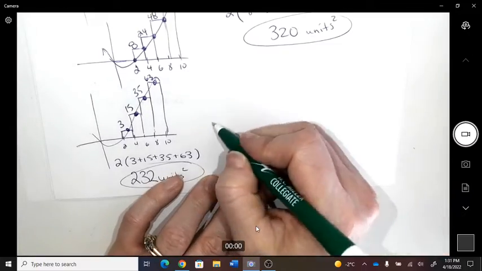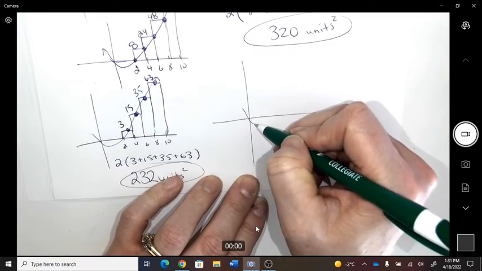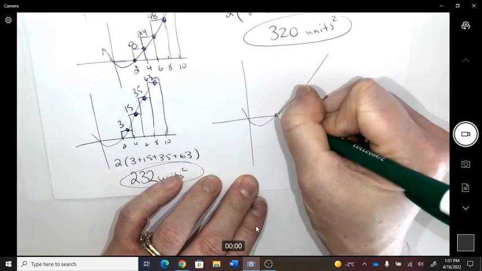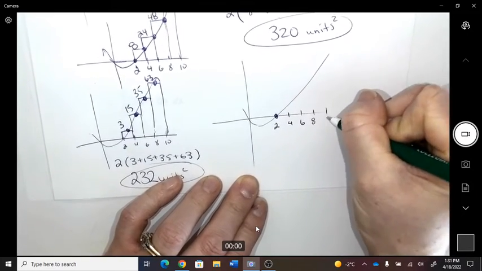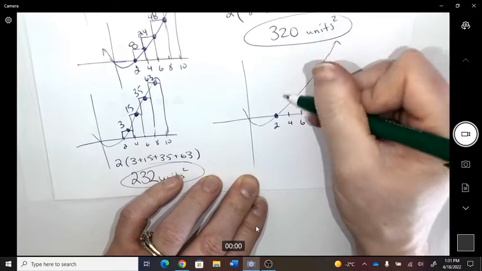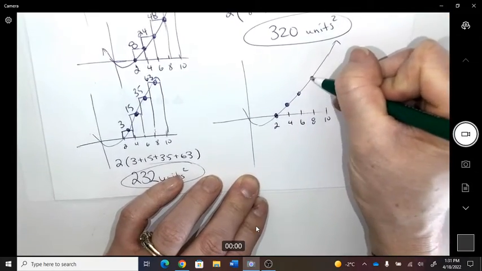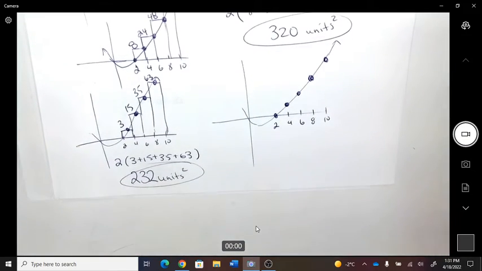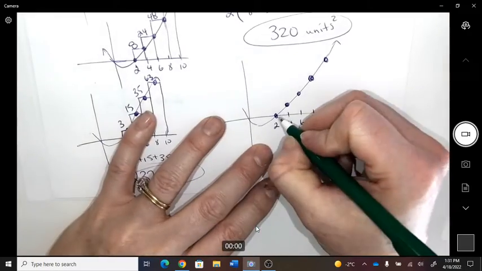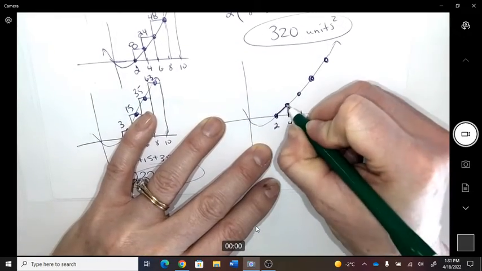Okay, trapezoids is the last one. Okay, I know I'm exaggerating my parabola because I had to try to fit them all under here. Okay, so these are the trapezoids.